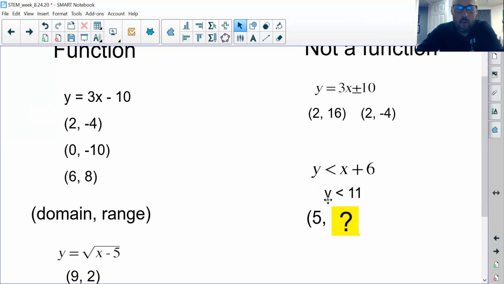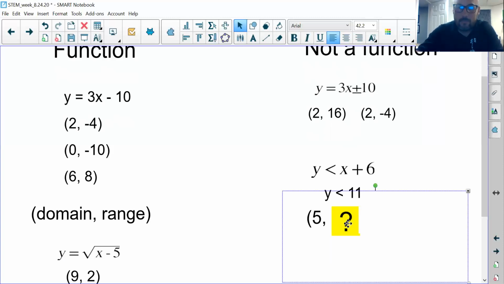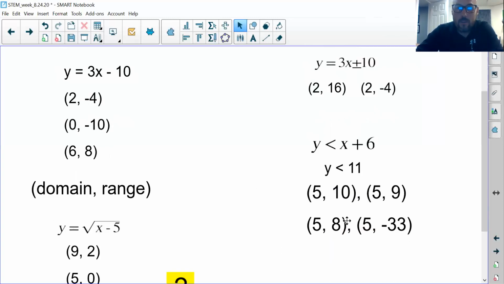So any y value that's less than 11. There are lots of y values that are less than 11. All of these ordered pairs are on this relationship.